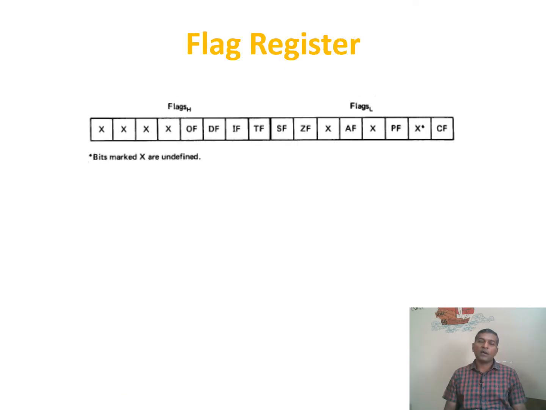Now today we will learn the flag register. First of all, the flag register is a 16-bit register. It starts from bit 0 to 15. A few bits are undefined. These undefined bits are not used, whereas the defined bits are used, holding either 0 or 1 at that particular location.